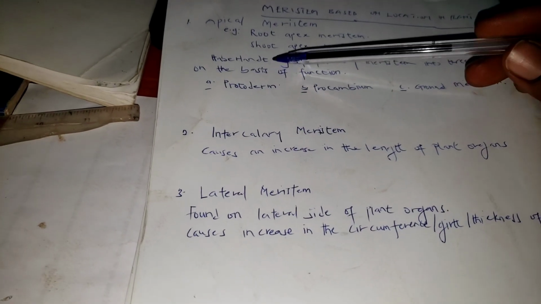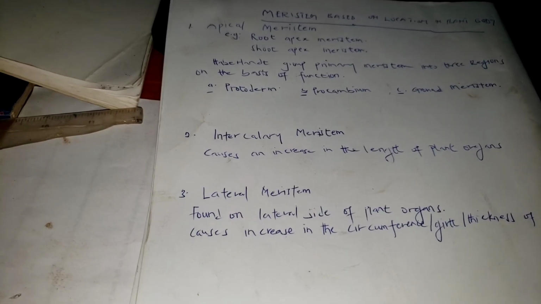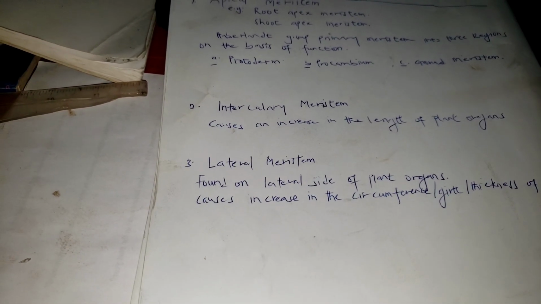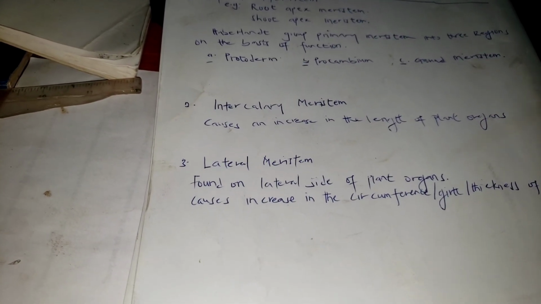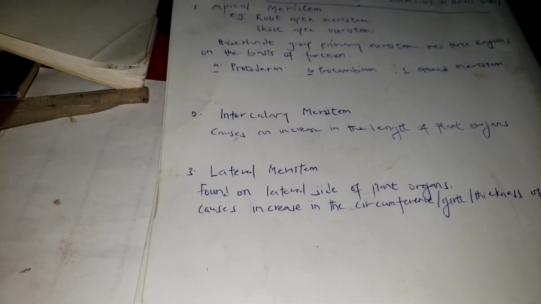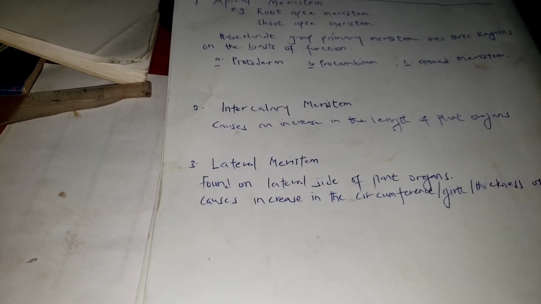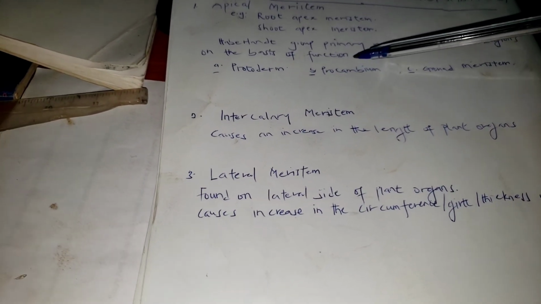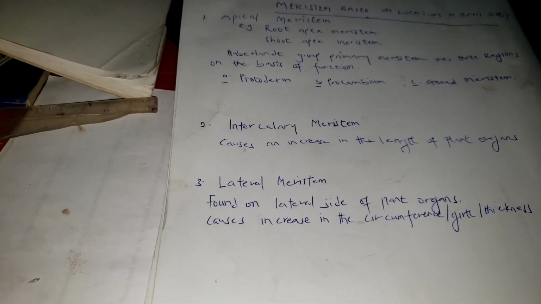There was a man called Haberlandt. This man divided the primary meristem, i.e. apical meristems, into three regions: protoderm, procambium, and ground meristem. He categorized the primary meristems into three regions on the basis of their function, the role that these regions will play. So let's take them one after the other.